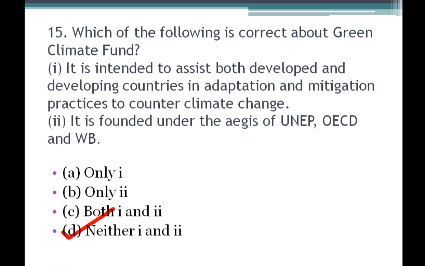Because option 1 states that it is intended to assist both developed and developing countries, which is not correct because it is intended to assist only the developing countries. And option 2 is incorrect because it was established within the framework of United Nations Framework Convention on Climate Change.